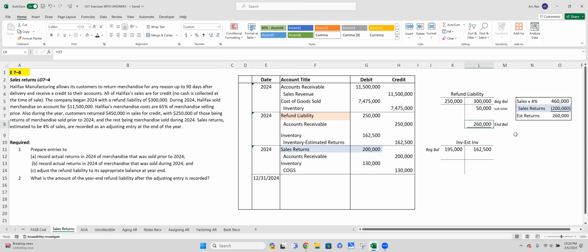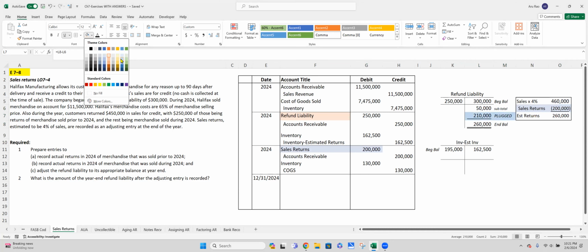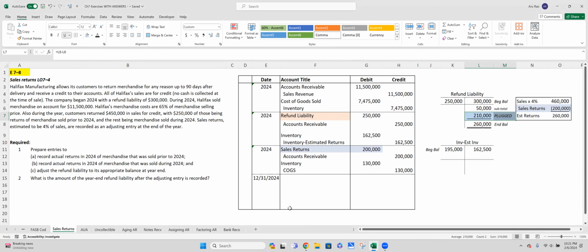I want an ending balance of 260. So how much do I need to do the journal entry for? This number. This number is a plugged number. Plugged number means I'm just putting that in place over there so that I can arrive at the 260. I have 50 with me. I want 260. Therefore, I need to do a journal entry for the 210. So let's see what my journal entry is going to look like.